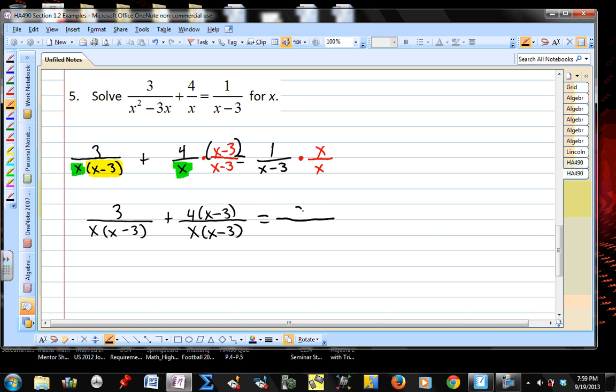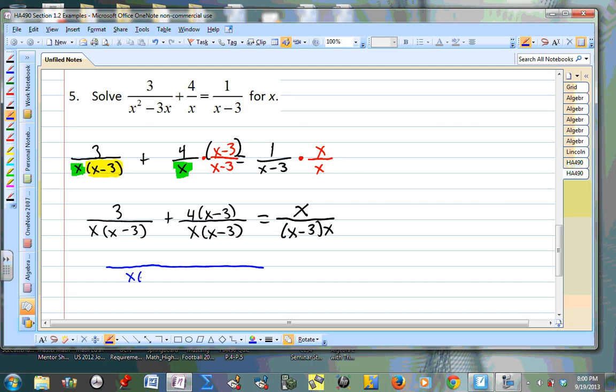See, we'll have 1 times x in the numerator, and we'll have the quantity x minus 3 times x in the denominator. Okay, now we're in business. We're going to do 2 things on the left side. First, we're going to add these fractions together and get a single fraction. X times the quantity x minus 3. And we're also going to distribute this 4. So we're going to have 3 plus 4x minus 12. And on the right side, we'll have x over the quantity x minus 3 times x.